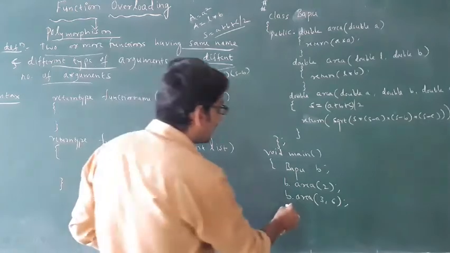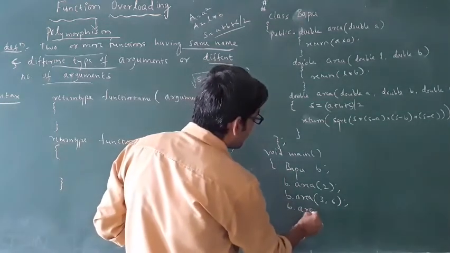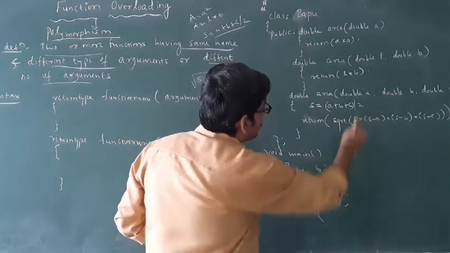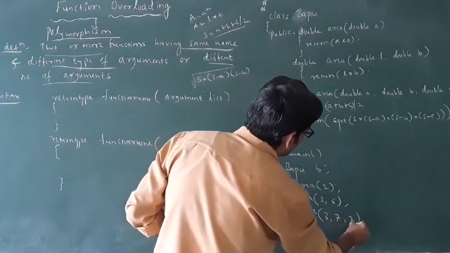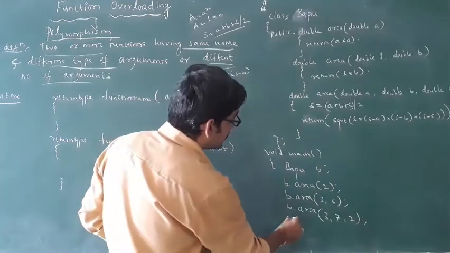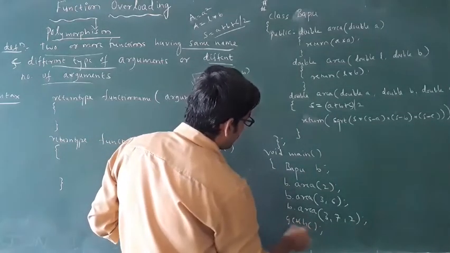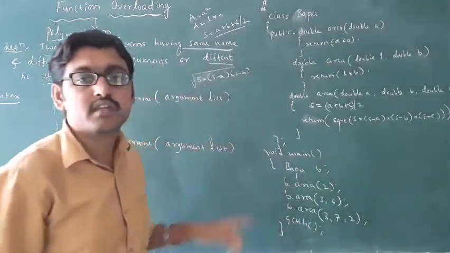Then the last one is B dot area. How many arguments? 3 arguments here. A, B, C. 3 arguments means 3, 7, 2. Then get ch, close the. This is a lab program.